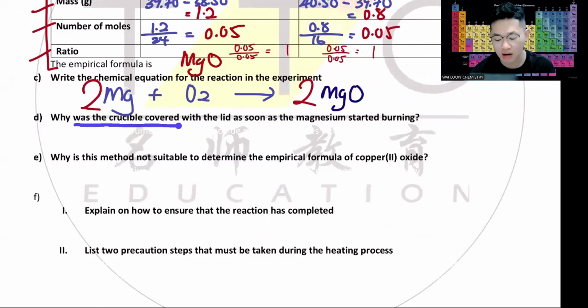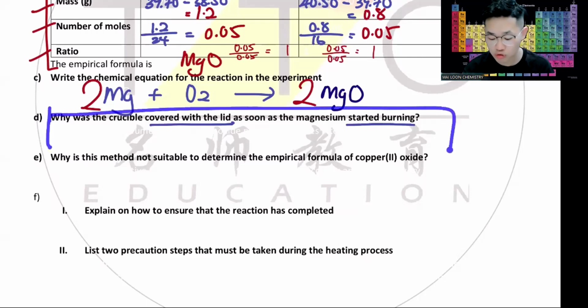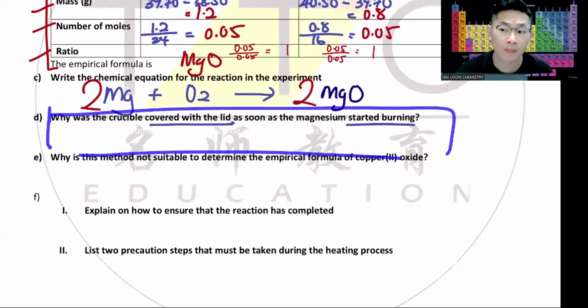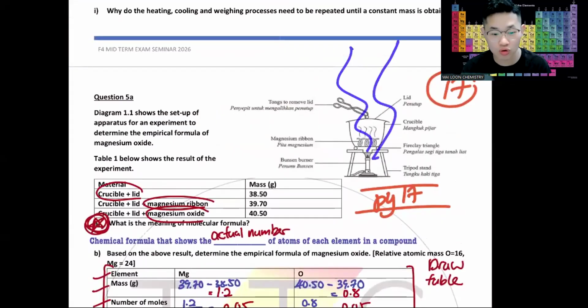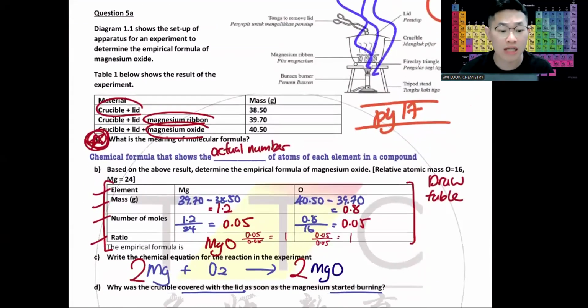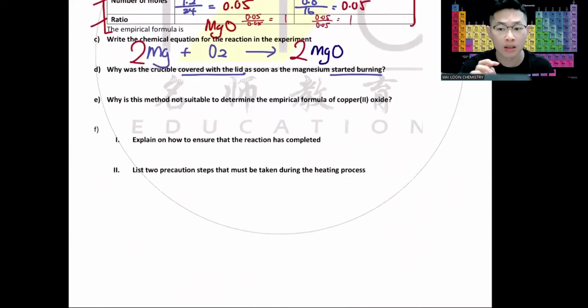Why was the crucible covered with the lid as soon as the magnesium started burning? Okay, they ask me why should I cover the lid when it started burning. I give you all 30 seconds to write down the answer. We already went through the theory in front, right? I want you to try to make your own sentence. Why do you have to cover it? Because we don't want something to escape. Try to make your own sentence. Don't copy from the front. Try to write your own answer. And then if there's anything wrong, we change it with red pen later.